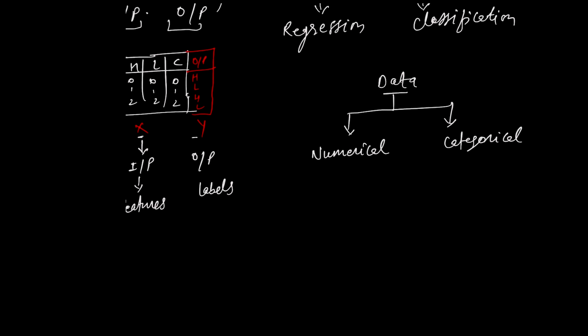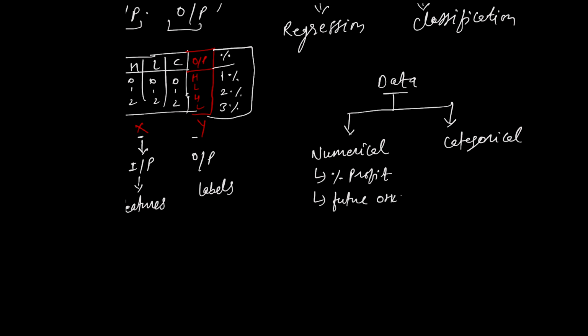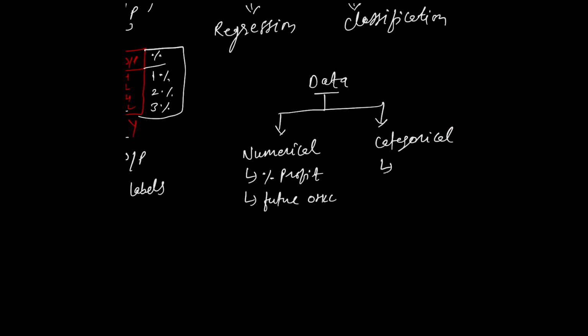In numerical, let's say in output we have a profit percentage, like 1%, 2%, 3%, meaning we have a numerical value, a number. So you can write profit percentage, or the future OHLCV values, anywhere you have a numerical value. And when we talk about categorical, it means we have categories. Let's say the future candle is going up or down, or bearish and bullish. It can be any number of categories, but the data is in categories.